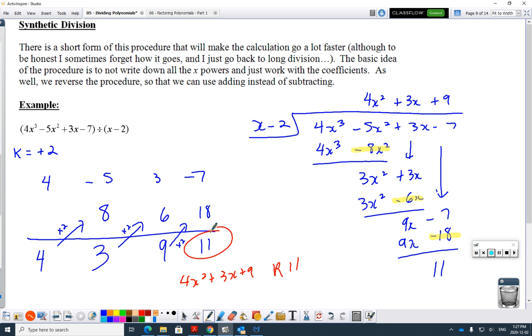More assignment hints coming right now. It's too bad it was remainder 11. If it had been remainder 0, this thing would have been factored. Yeah, but it worked out to remainder 11, not remainder 0. Do you need more time copying this? More time here? More time?